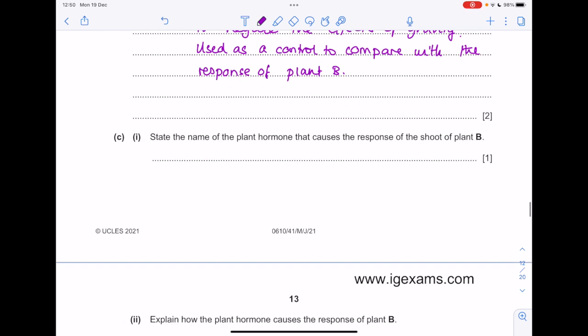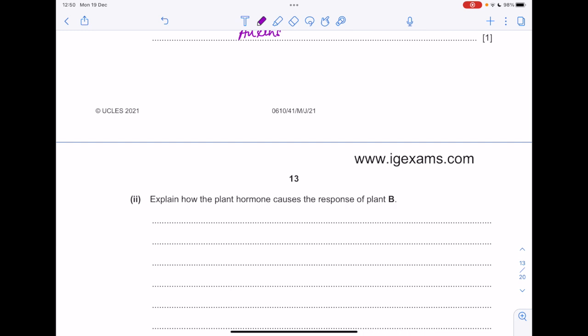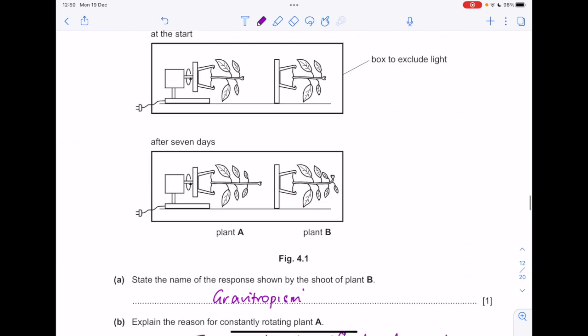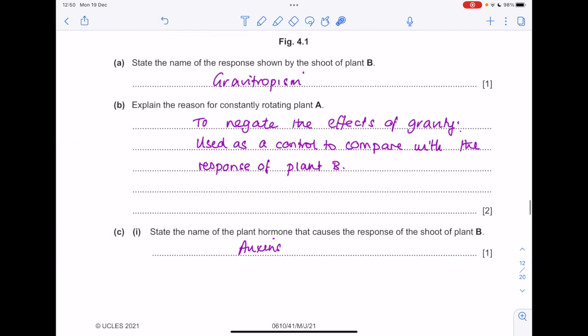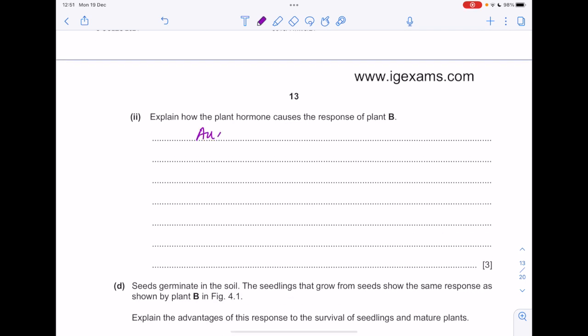State the name of the plant hormone that causes the response of the shoot of plant B. Those are auxins. Explain how the plant hormone causes the response of plant B. So like I said before, the stem is pointing upwards. How does that get brought about? Well, the auxin diffuses away from the tip.